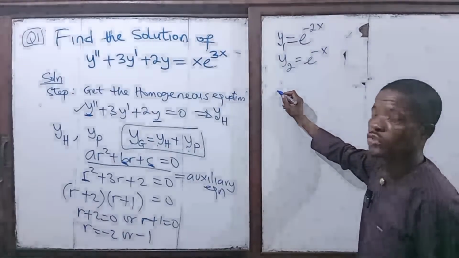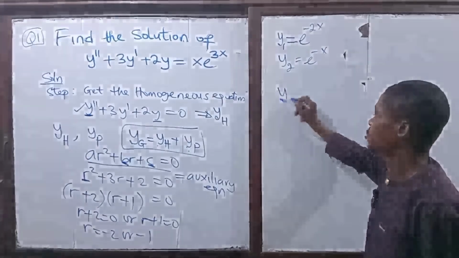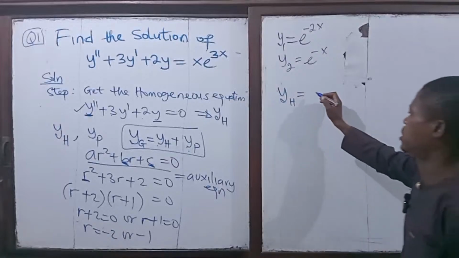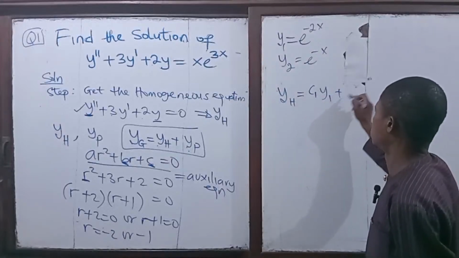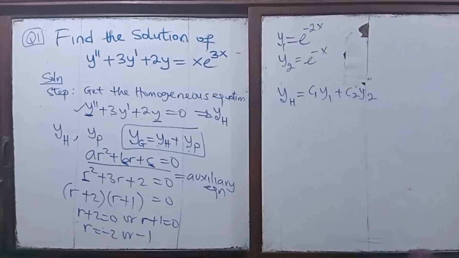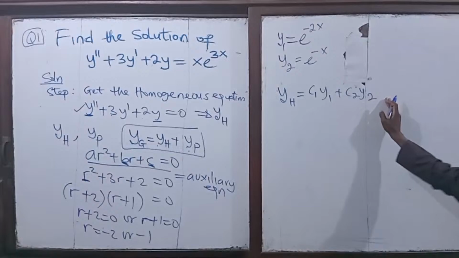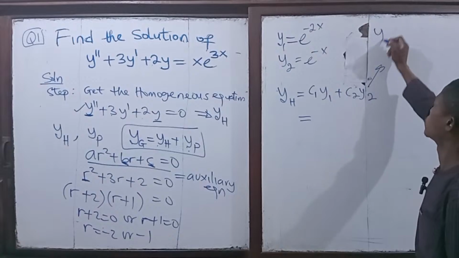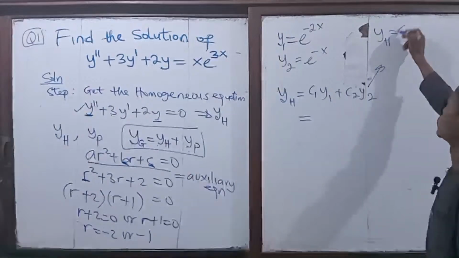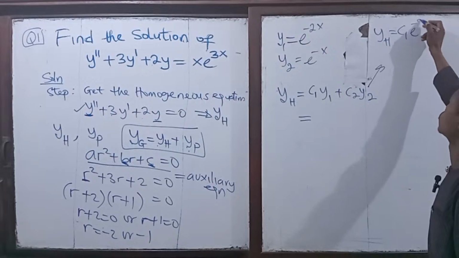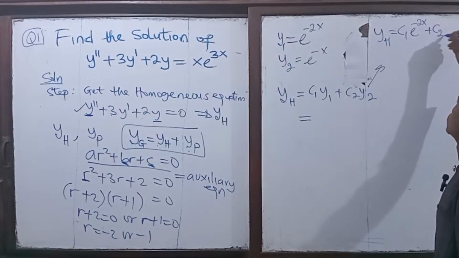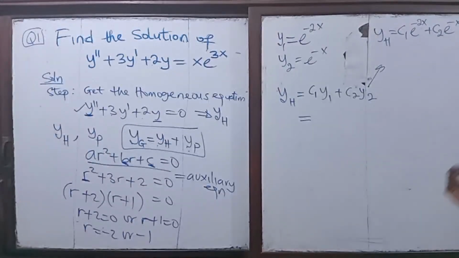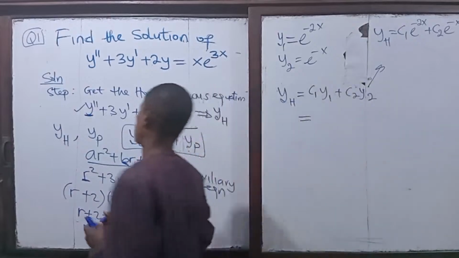So the general solution for the homogeneous part, or the complementary solution, is equal to C1 y1 plus C2 y2. Substitute your y1 and y2, and that will be equal to C1 e to the power minus 2x plus C2 e to the power minus x. So that's the homogeneous solution of the differential equation.